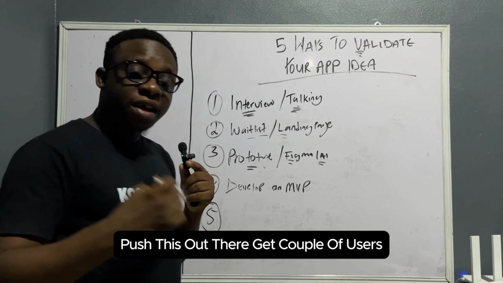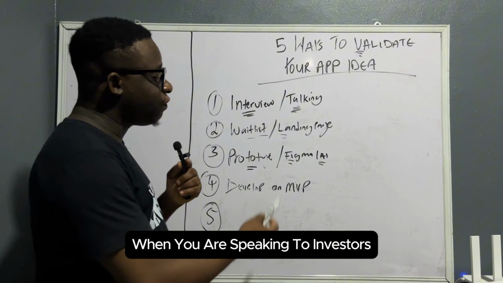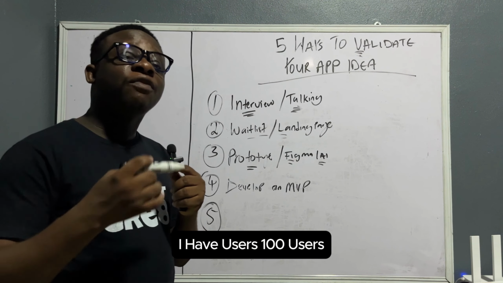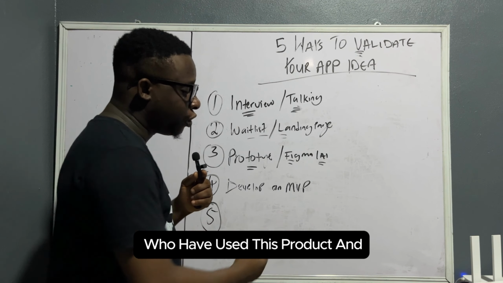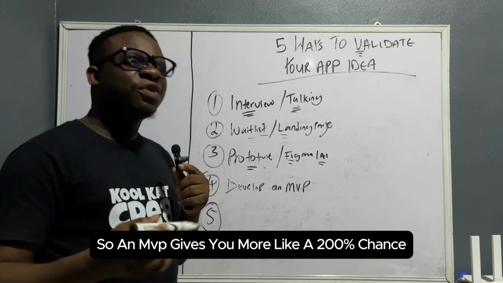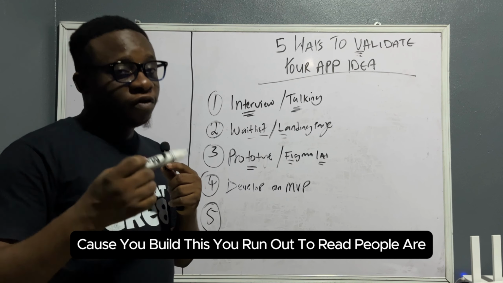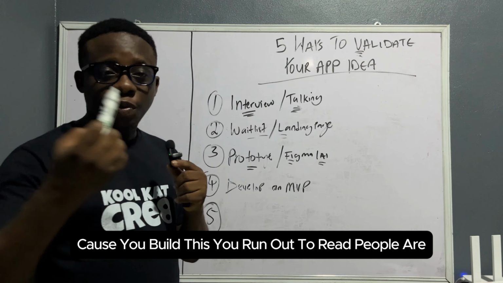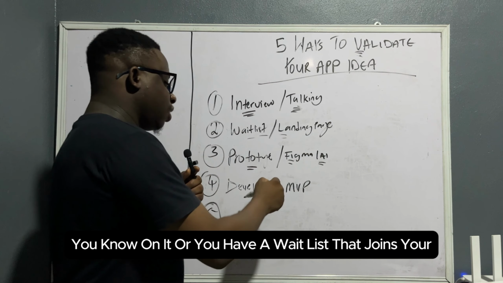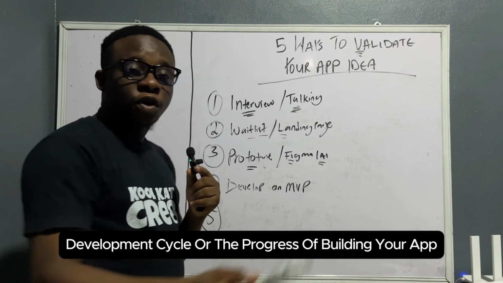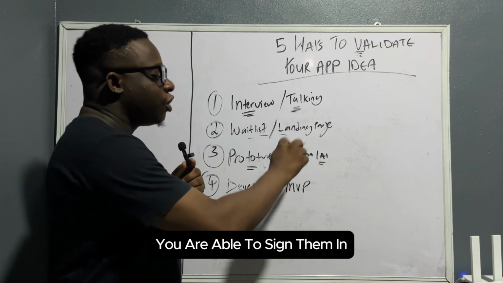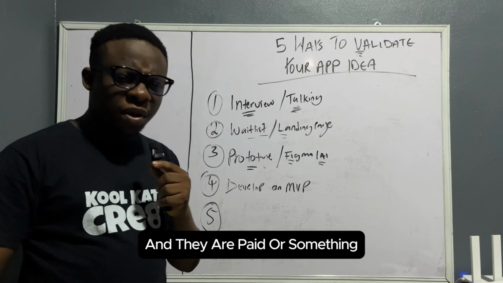Push this out there, get a couple of users. When you are speaking to investors, you're not just saying, okay, I have a prototype. You say, I have 100 users who have used this product, and this is an MVP. An MVP gives you more like a 200% chance, because you've built this, you've run ads to it, people are on it, or you have a waitlist that joins your development cycle, or the progress of building your app, and when it launches, you are able to sign them in and they pay or something.